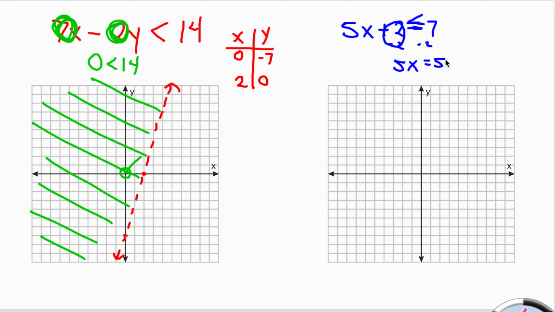5x equals 5. So x equals 1. Okay, I keep putting equal and it's a less than or equal. Okay, x less than or equal to 1. Here's my x-axis. Here's the 1. Okay, so now I know it's a vertical line. And it is going to be a solid line because it has the equal part.